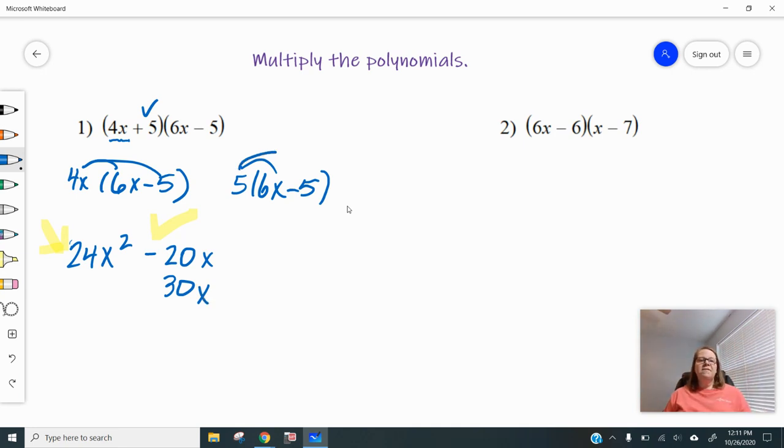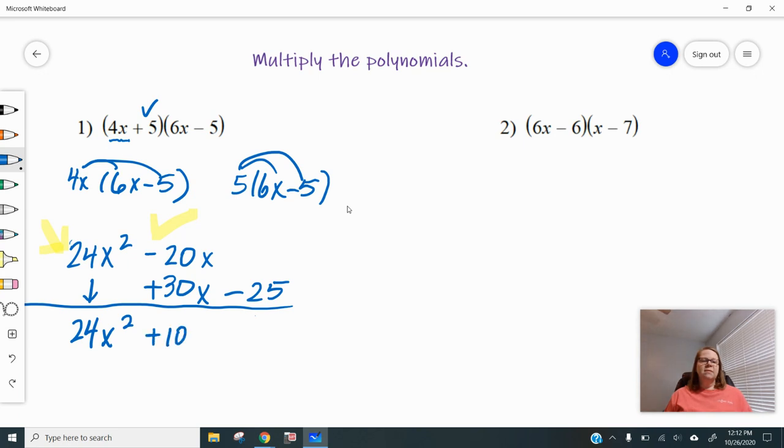All right, and then 5 times negative 5 is negative 25. Well, that's not an x squared or an x, so I'm just going to put it here. Draw my line. Let's see if I can do a straighter. That's a little bit better. Now I'm just combining like terms. So I'm going to bring down the 24x squared. And then I've got a negative 20 and a positive 30. You can write the plus in front if that makes you understand it a little better. And so 30 minus 20, that's 10x. And then I just have a negative 25 to bring down. And that's the answer to the problem.